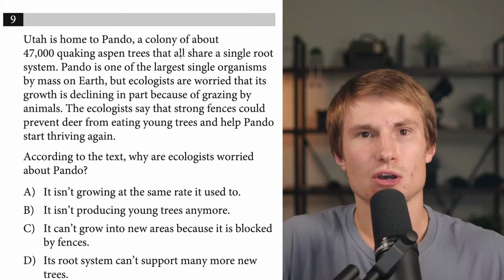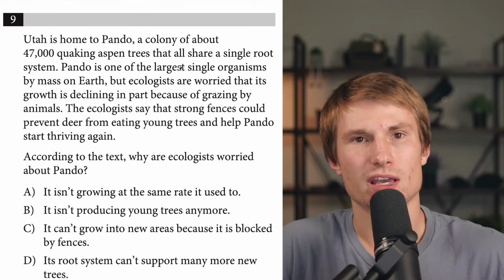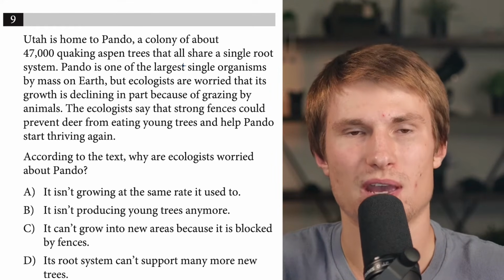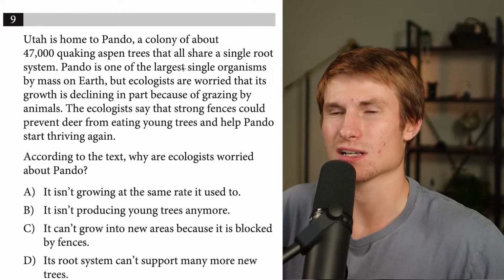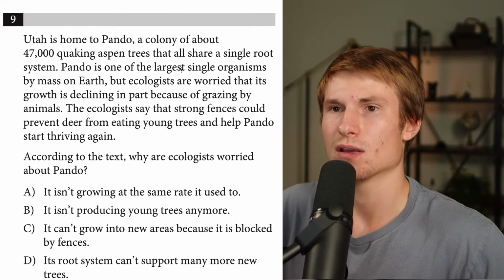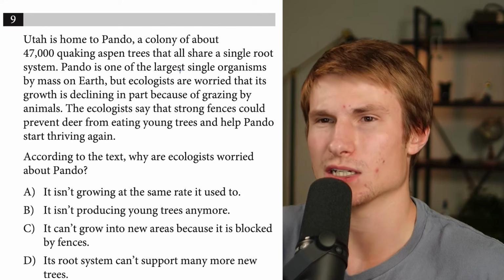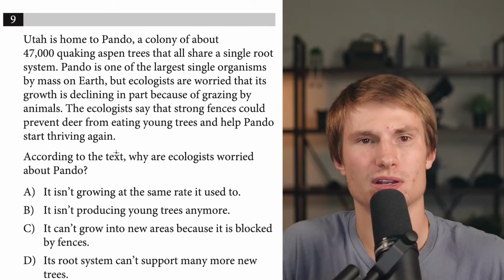Question 9. Utah is home to Pando, a colony of about 47,000 quaking aspen trees that all share a single root system. Pando is one of the largest single organisms by mass on Earth, but ecologists are worried that its growth is declining in part because of grazing by animals. The ecologists say that strong fences could prevent deer from eating young trees and help Pando start thriving again. According to the text, why are ecologists concerned about Pando?